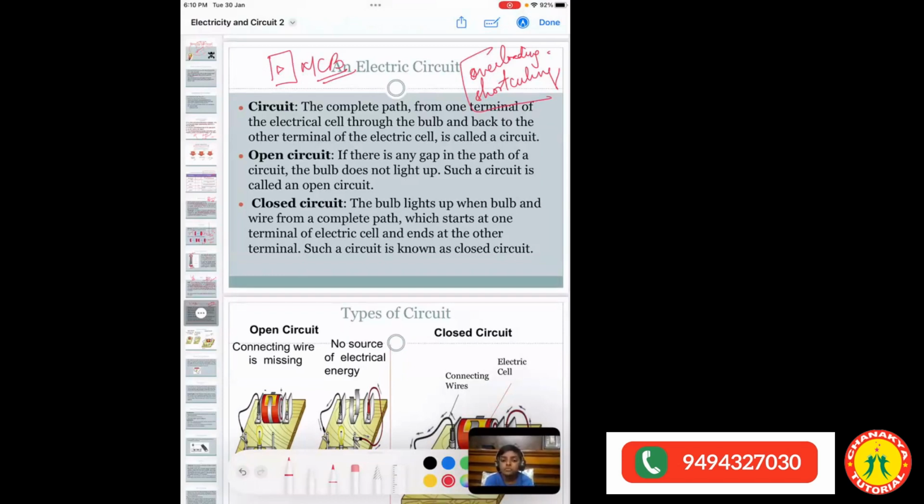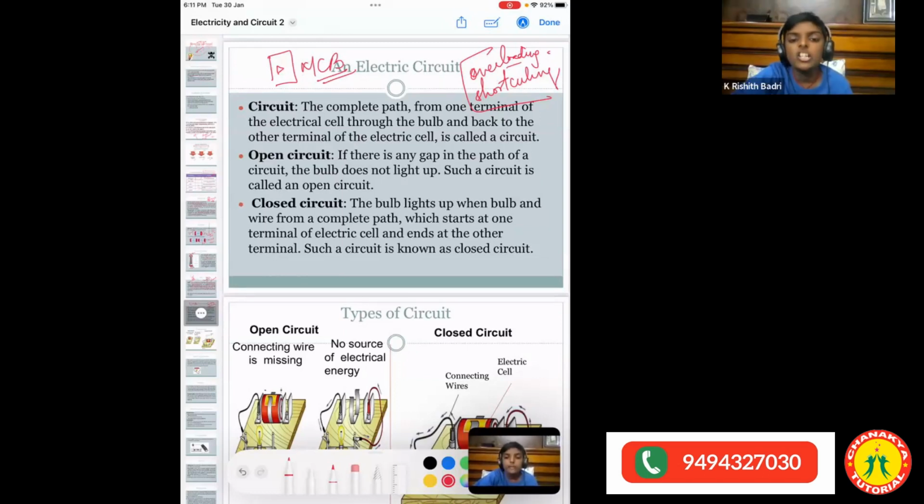Overload, you might have seen at our home. We might have a three plug thing, right? In that three plug, we will be inserting two to three sockets into that, right? So it can overload and it can start producing a high amount of electric current. Because of that, short circuiting can happen.